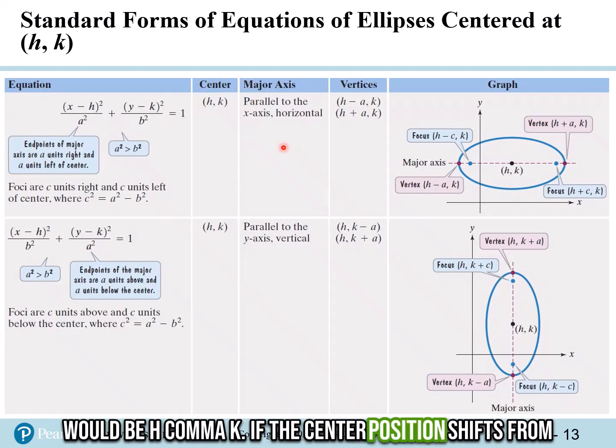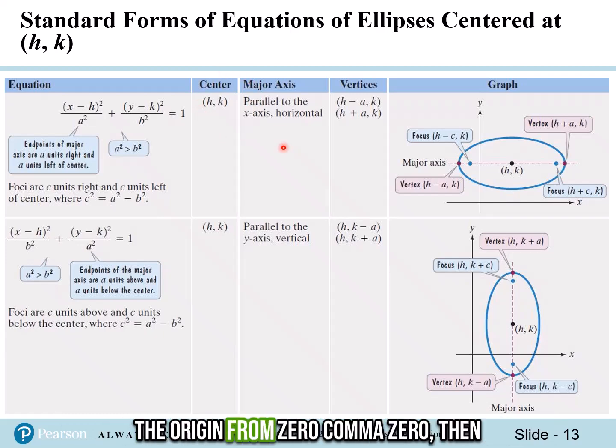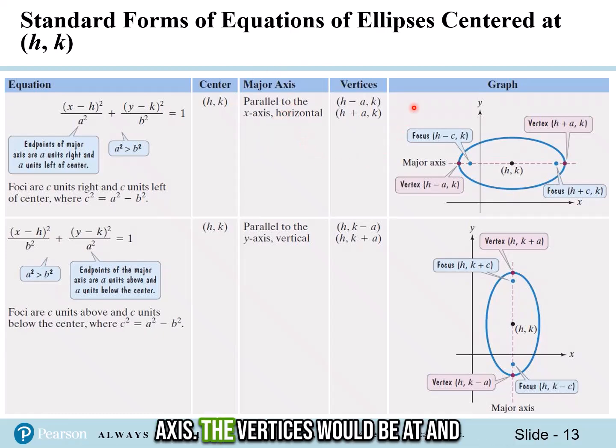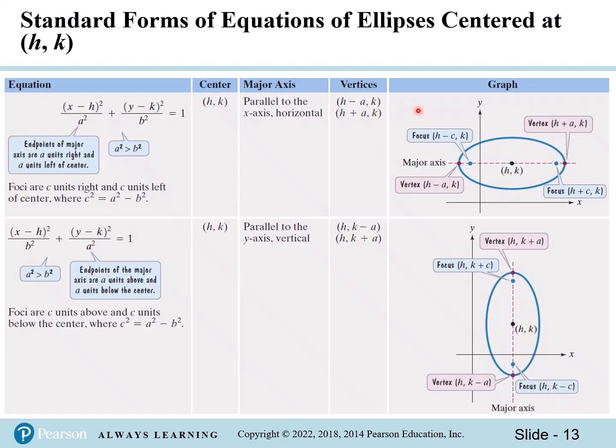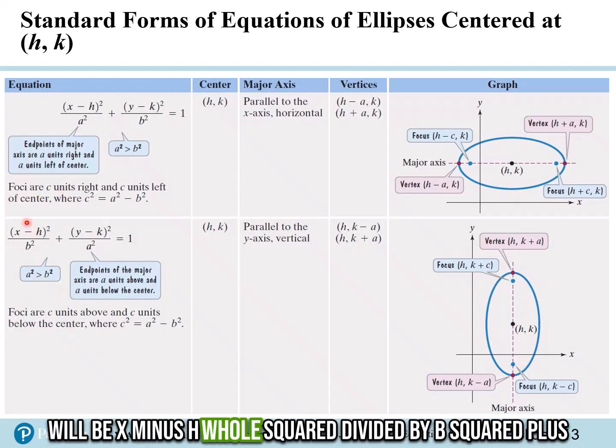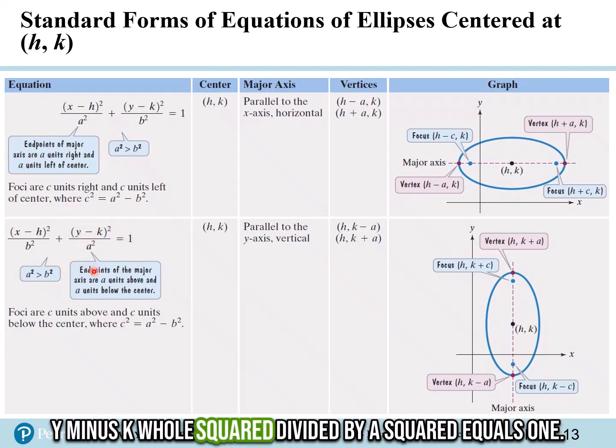If the center position shifts from the origin from 0, 0, then the major axis will also shift. It will be parallel to the x-axis. The vertices would be at h minus a, k and h plus a, k. If the ellipse is vertically positioned, then the equation will be x minus h whole squared divided by b squared plus y minus k whole squared divided by a squared equals 1.